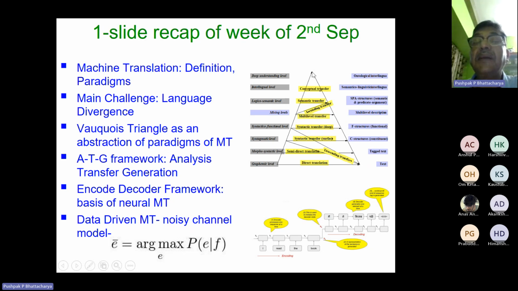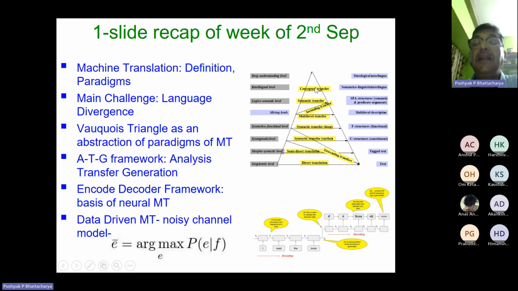The tip of the triangle is the deep understanding level. So this means that the source sentence is completely disambiguated into a representation. And from that representation, we produce the generated target language sentence. So this is going from a zero-ambiguity object to target language sentences, which may have ambiguity. Of course, any natural language has ambiguity. The deep understanding level is not a natural language. It is a deep semantic representation with all ambiguity removed.